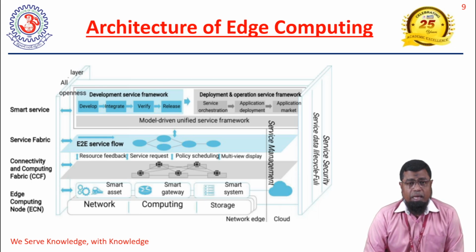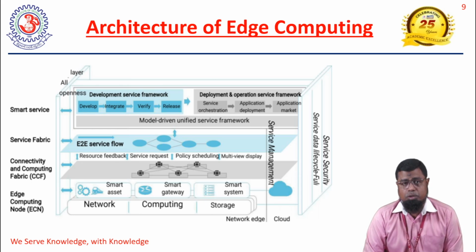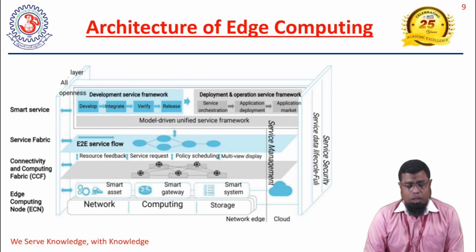So here the diagram also represents a connection between the routers. Between one network and another network, it has to pass through a gateway. So that is the E to E service flow, which is taken care of by service fabric. Okay.